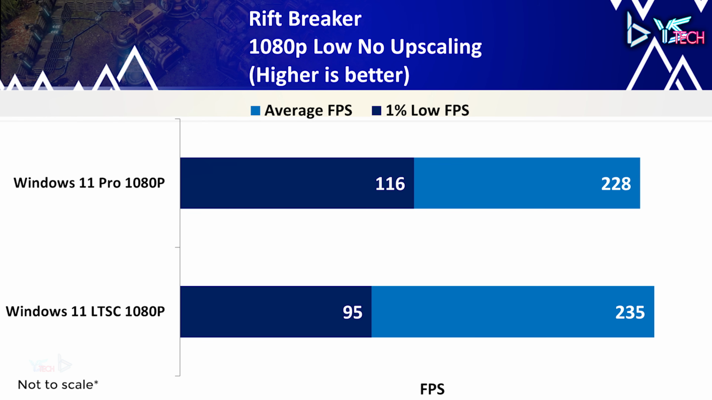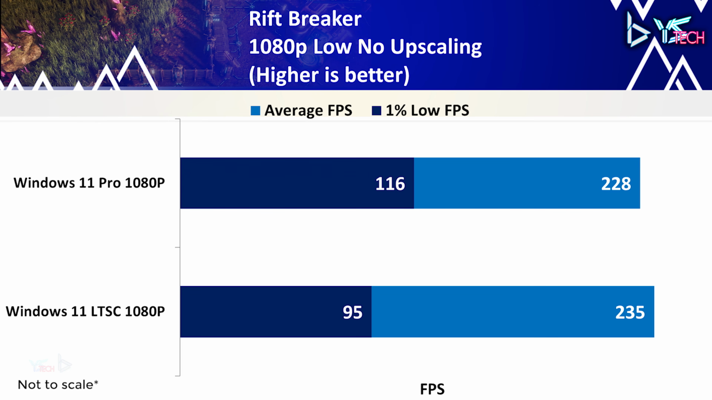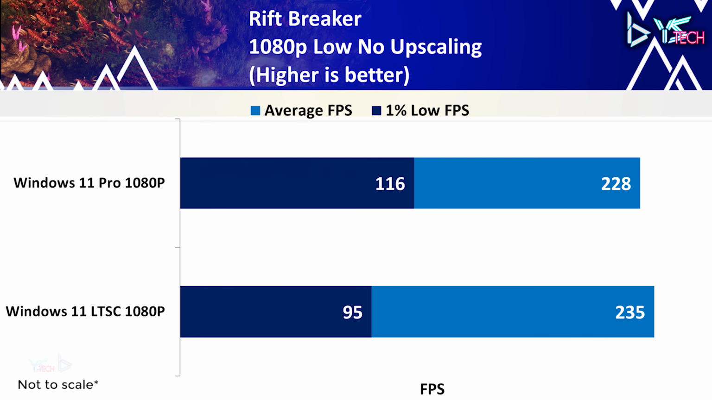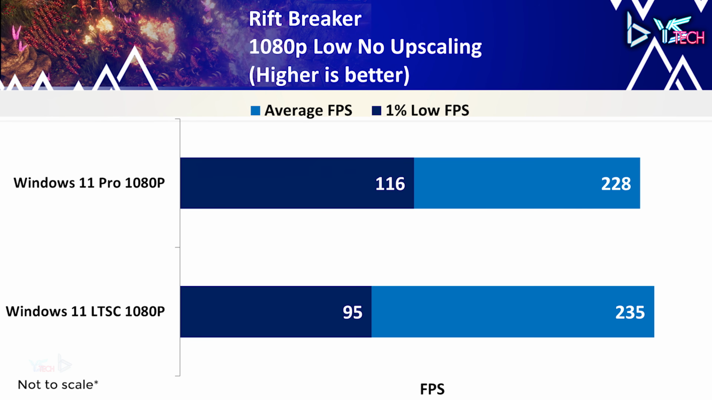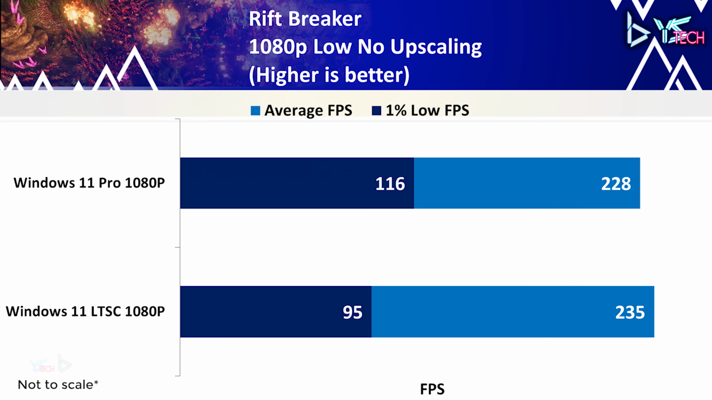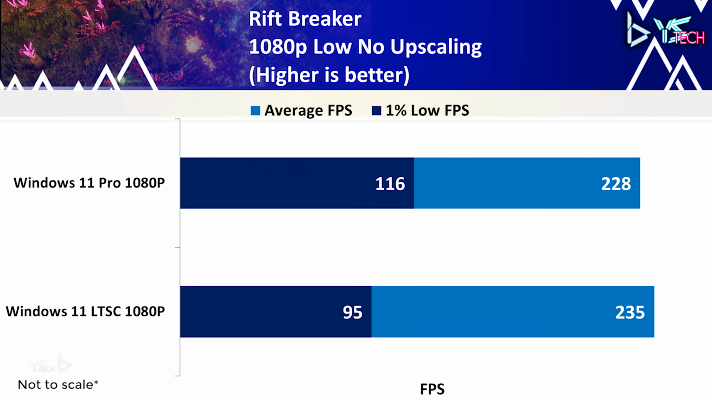Riftbreaker here was okay, and as we can see, there's minor differences between the two, a little bit more than compared to the other games. So we're on low settings with no upscaling again. For our average FPS, we achieved 228 on Windows 11 Pro, and on LTSC we got 235. That's a difference of just 7 FPS.